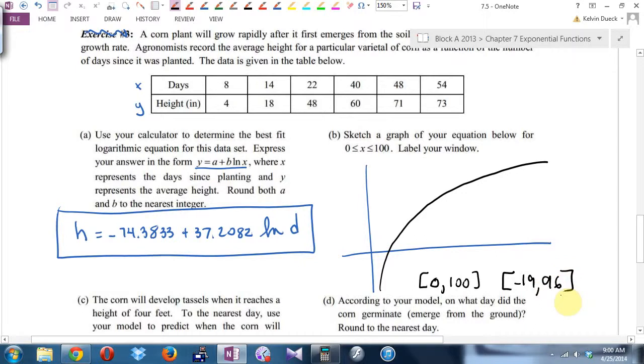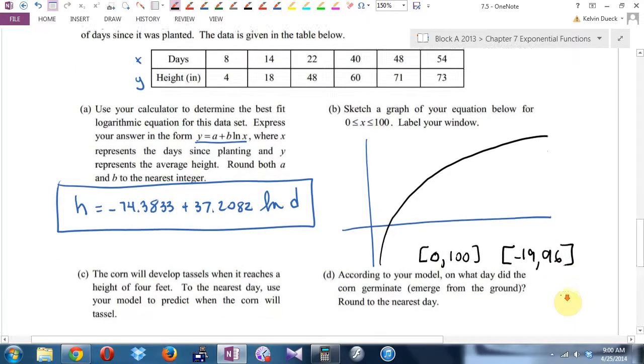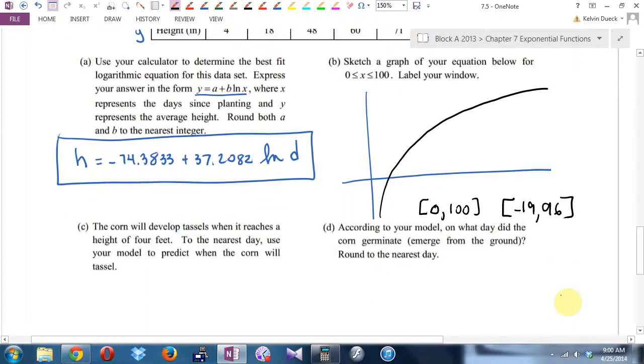That's how you show the window. You do the X window first in square brackets, the Y window next in square brackets, and that way I can reproduce the graph. By the way, it says, let's now answer some stuff. The corn will develop tassels, that's the little hairy part of the corn, when it reaches a height of 4 feet. To the nearest day, use your model to predict when the corn will tassel. What does this question want me to find? An X value or a Y value?